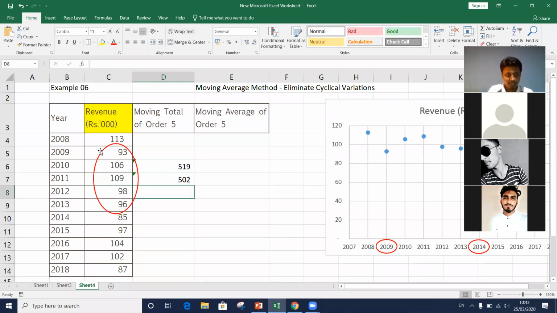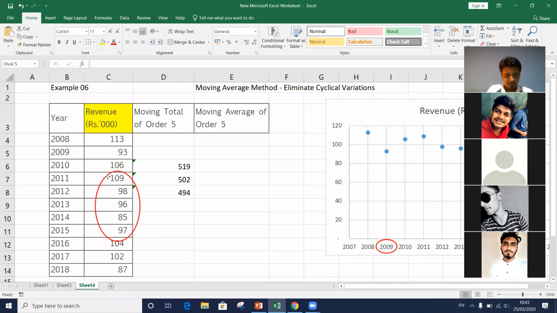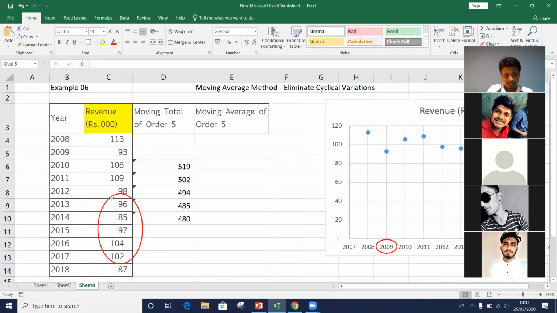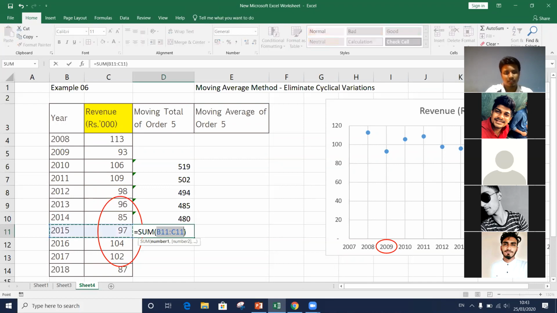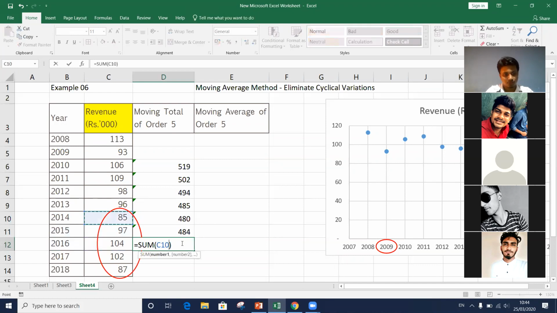Again, one step forward. So this is my new group. I need to consider the total of my new group, the sum of these 5 elements. It is 494. Again, one step forward. Total in front of the middle value, the total is 485. Again, one step forward. The total is 480. Again, one step forward, the total is 484. Again, this is the last step we can go for, right? So the total in our last group is 475.